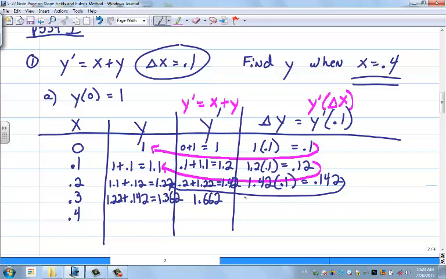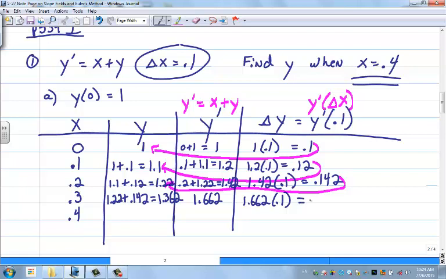And then we take 1.662 times 0.1. You should be seeing a pattern at this point. I don't like that that line is blue. I wanted to make it pink. I'm going to fix it right now. I know, a little bit too OCD, but not too bad.